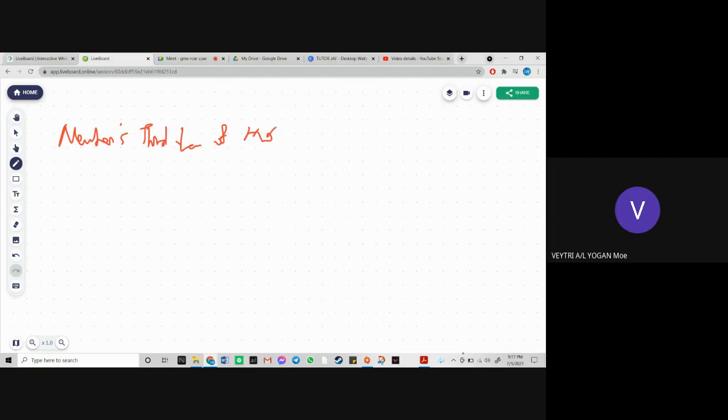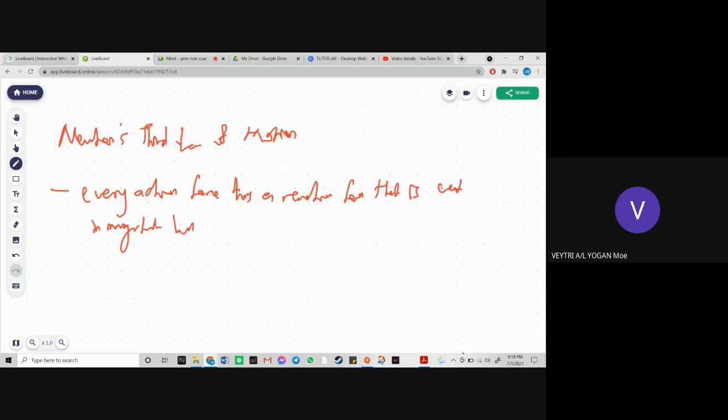of motion. It is quite direct, this law actually. So what does it state? It states that every action force has a reaction force that is equal in magnitude but opposite in direction. Basically, Newton's third law of motion states that every action force has a reaction force that is equal in magnitude but opposite in direction.